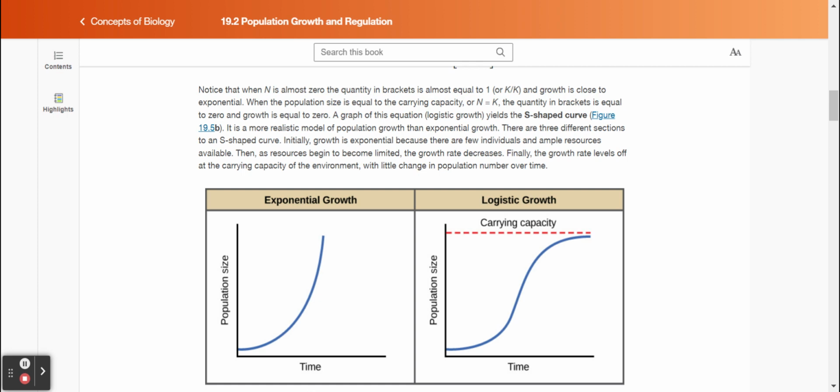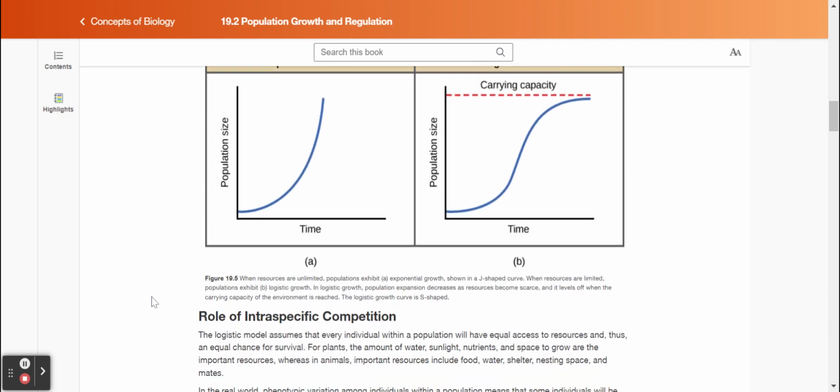There are 3 different sections to an S-shaped curve. Initially, growth is exponential because there are few individuals and ample resources available. Then, as resources begin to become limited, the growth rate decreases. Finally, the growth rate levels off at the carrying capacity of the environment, with little change in population over time.